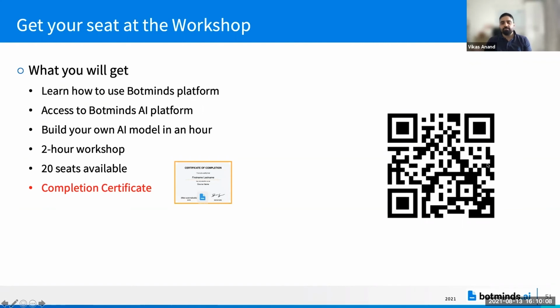You can fill up a simple Google form. Once you've done that, we have 20 seats that we can add on a single workshop. So the idea is that this will be a 2-hour workshop where in the first hour you will basically get all the information that TV shared, how our platform works. You will get login credentials to be able to log into our platform.